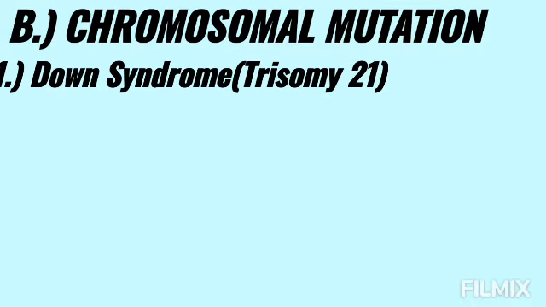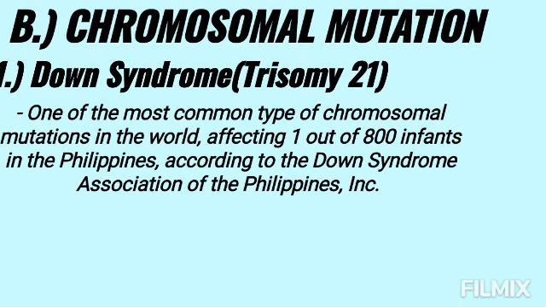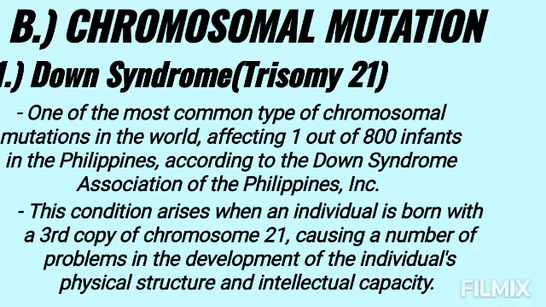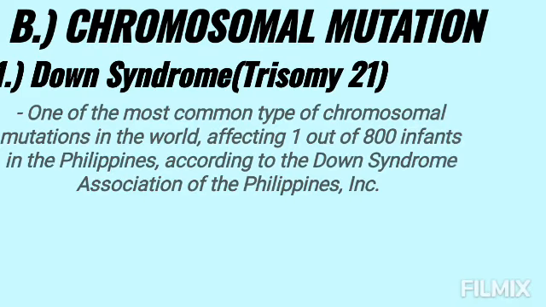Down syndrome or trisomy 21 is one of the most common types of chromosomal mutations in the world, affecting 1 out of 800 infants in the Philippines, according to the Down Syndrome Association of the Philippines Inc. This condition arises when an individual is born with a third copy of chromosome 21, causing a number of problems in the development of the individual's physical structure and intellectual capacity.